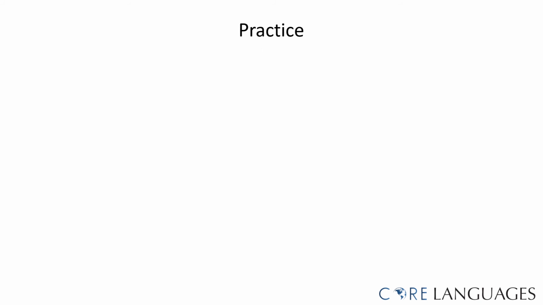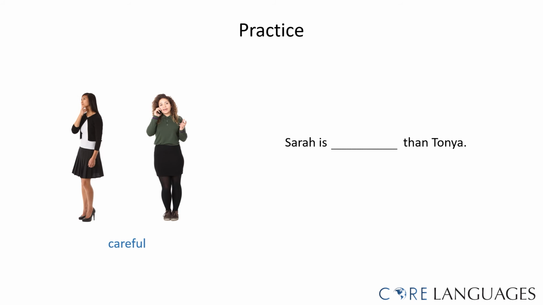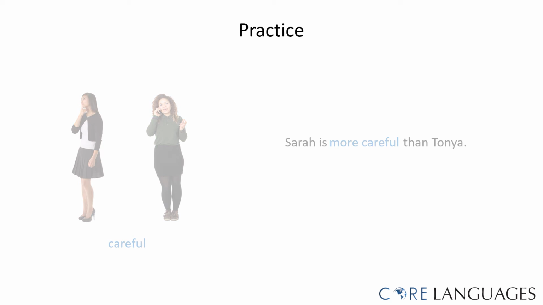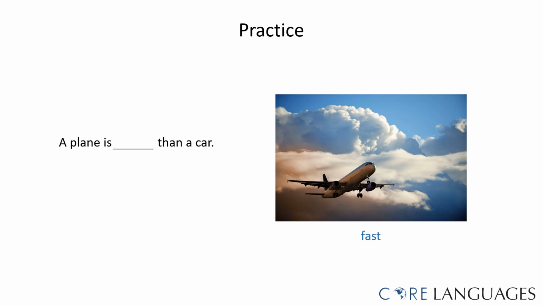Look at the following two examples and try to figure out the correct comparative form. The adjective is careful. Sarah is than Tanya. Excellent. Sarah is more careful than Tanya. Careful is a two-syllable adjective that does not end on Y. How about this example? A plane is than a car. The adjective is fast. Excellent. A plane is faster than a car. Fast is a one-syllable adjective.